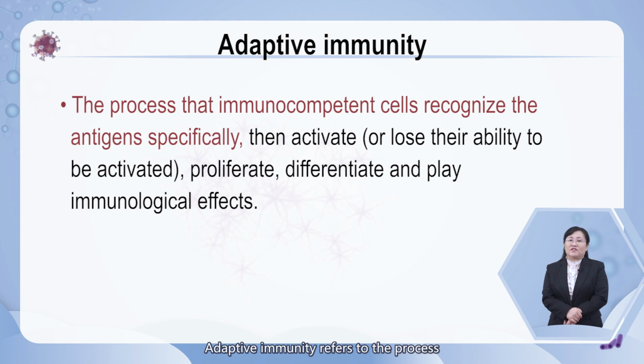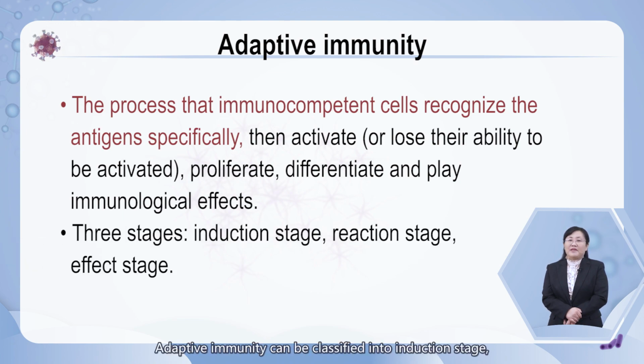Adaptive immunity refers to the process that immunocompetent cells recognize the antigen specifically, then activate or lose their ability to be activated, proliferate, differentiate, and play immunological effects. Adaptive immunity can be classified into induction stage, reaction stage, effect stage. Now, let's look at T-cell mediated cellular immunity.